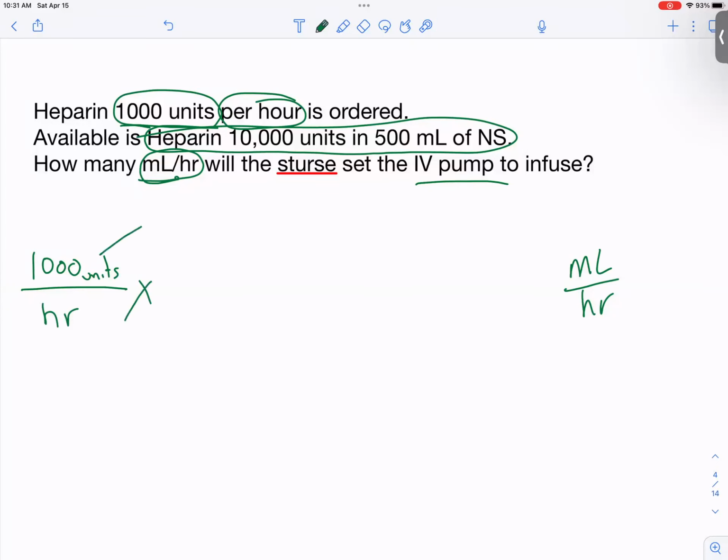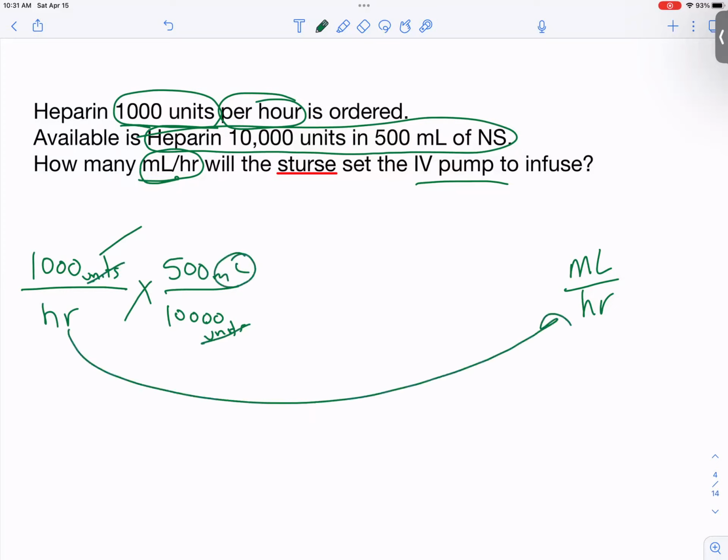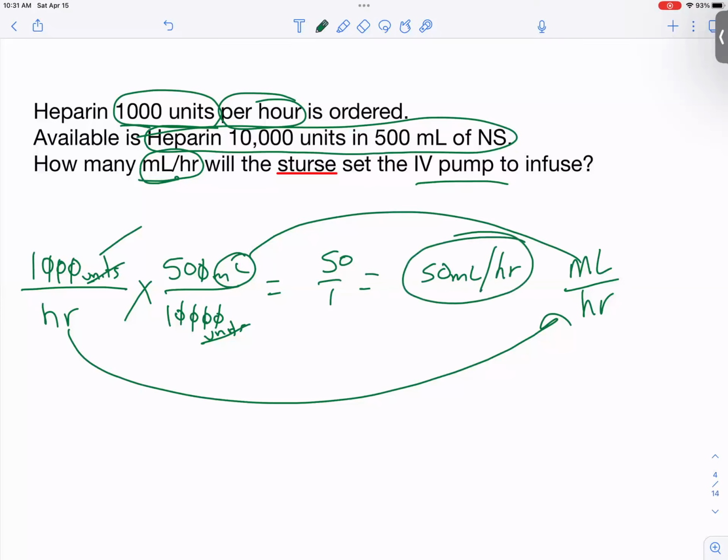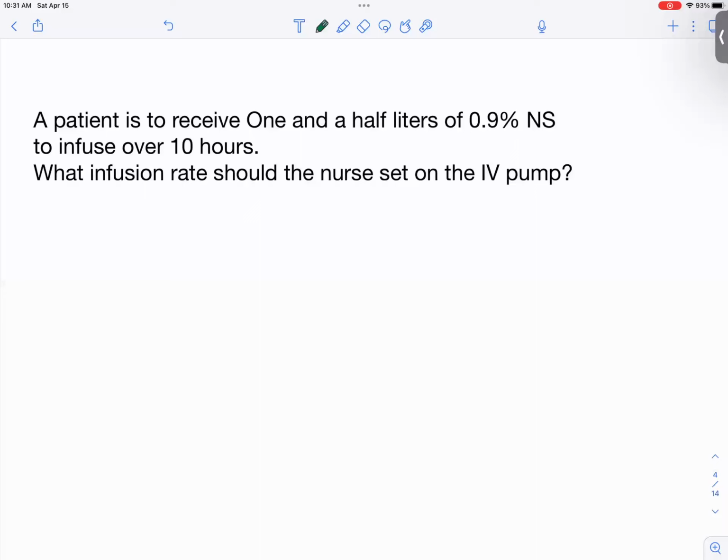2-factor. How do I get rid of units? 10,000 units in 500 milliliters. Boop, boop. I already have my hour, and now I have my milliliters. That wasn't too bad, right? So I can cross off zeros, which I like to do. 1, 2, 3, 4. 1, 2, 3, 4. So that will give me 50 over 1, and that will mean 50 milliliters per hour. Don't forget the hour. You got to use the proper full unit of measure, okay? Very good. Here's another question. Pause here to solve. Good job.